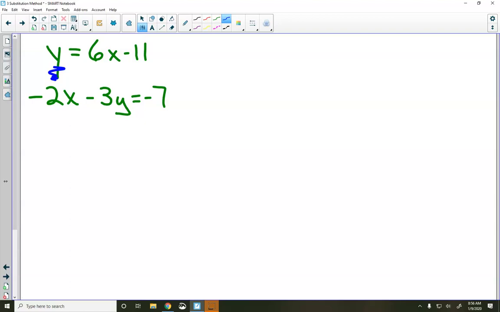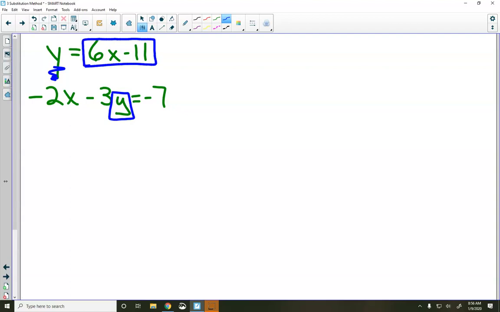That means 6x minus 11 is equal to y. So anywhere you see y, you could really write 6x minus 11. And anywhere you see 6x minus 11, you could really write a y. So we're going to substitute into the second equation for y, and we're going to plug in, or substitute in, 6x minus 11.